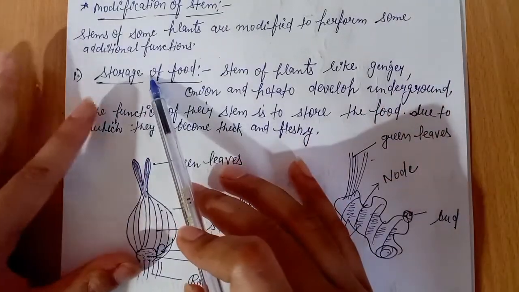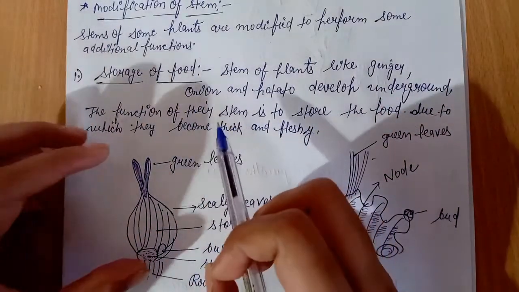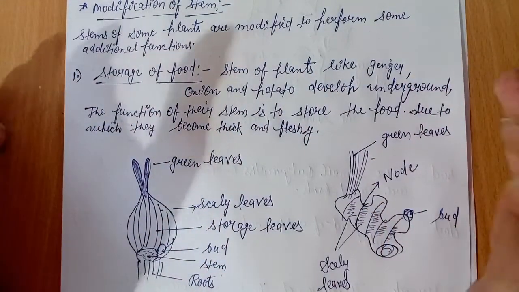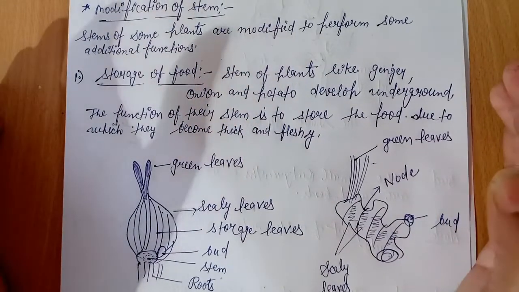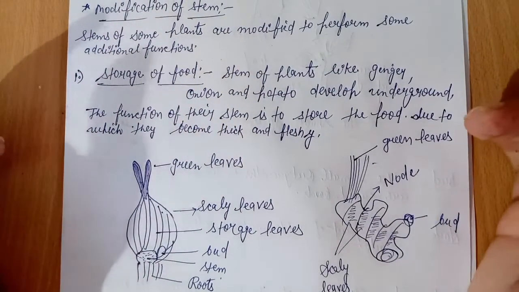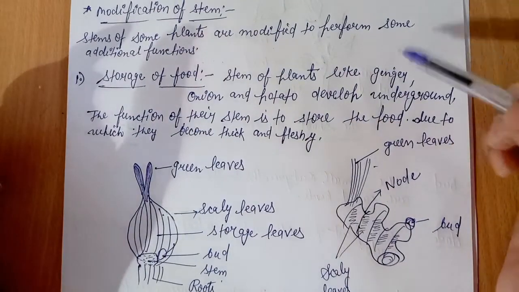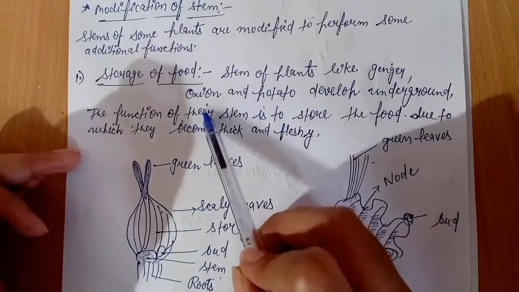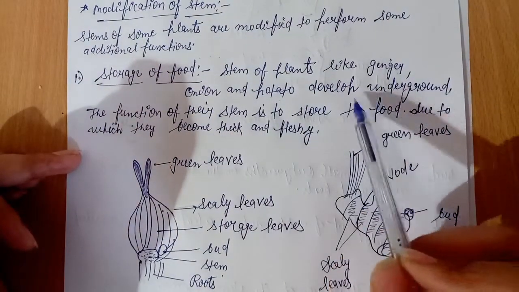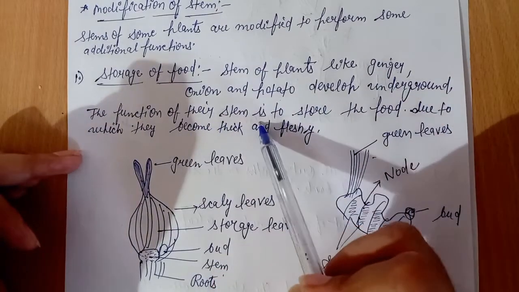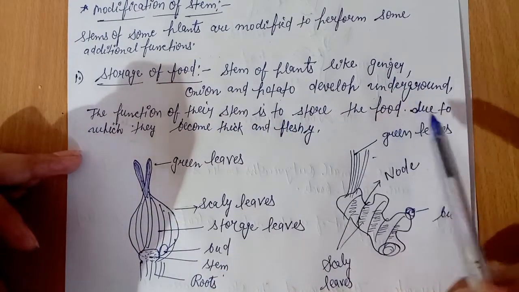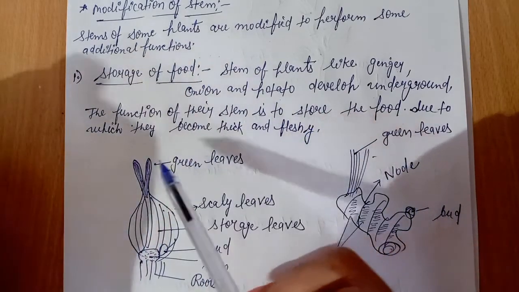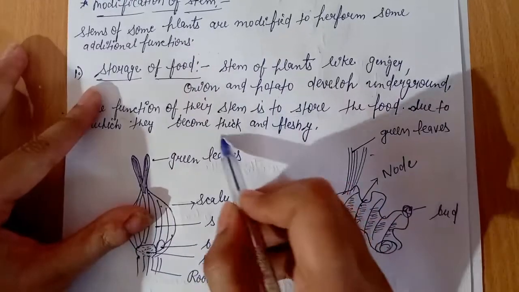First is storage of food. It means that food is stored in the stem part, and that stem becomes thick and fleshy. Examples of plants whose stems store food are ginger, onion and potato. The stems of plants like ginger, onion and potato develop underground, and their function is to store food, because of which their stem becomes thick and fleshy.